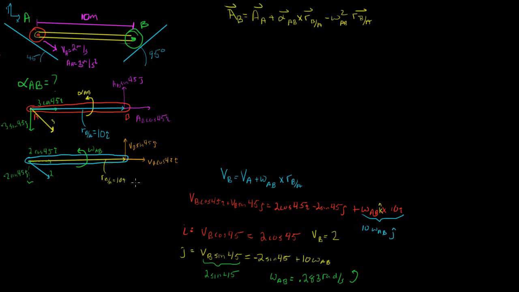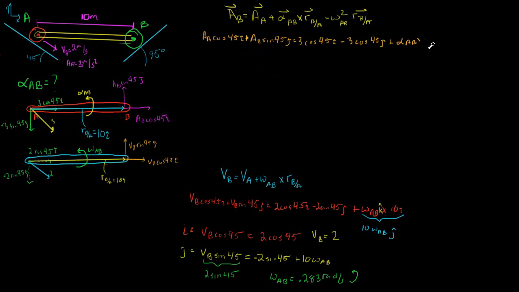We're right here, and we already said that we knew our position vector. It's 10 i. So we have all the information we need for this equation. So let's plug everything into this equation. We have aB times the cosine of 45 i plus aB times the sine of 45 j, which is equal to this acceleration of A, so 3 times the cosine of 45 i minus 3 times the cosine of 45 j plus this angular acceleration of AB, which is crossed with this position vector 10 i.